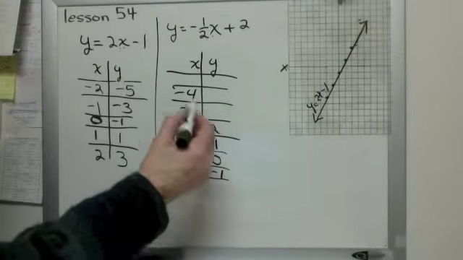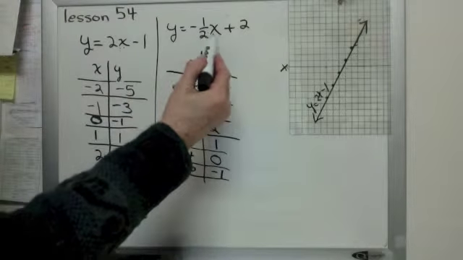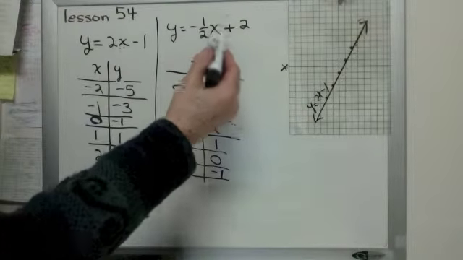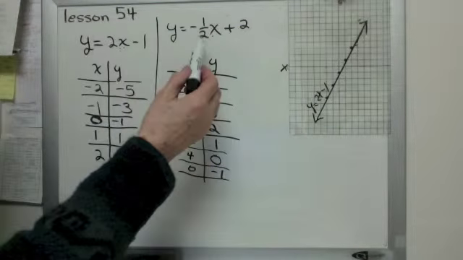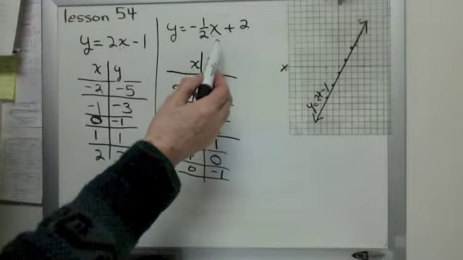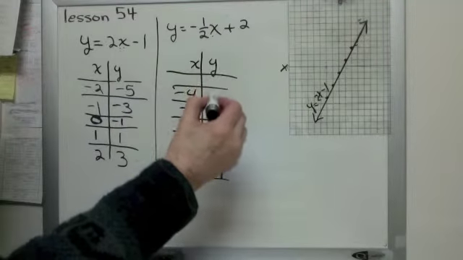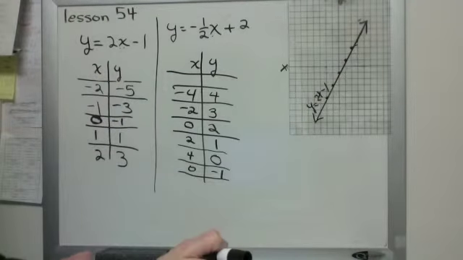Let's try some of these negatives. Negative 1/2 times negative 2 is positive 1 plus 2. That gives me 3. All right, let's try negative 4. Negative 1/2 times negative 4 is positive 2 plus 2 is 4. Well, that's a good list to plot.